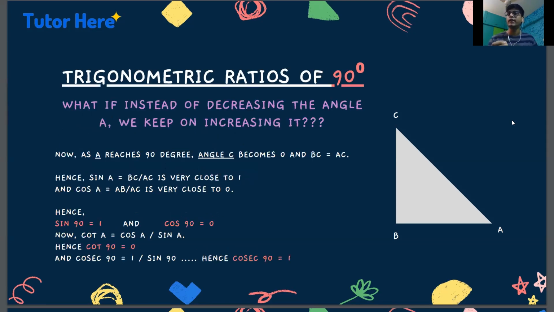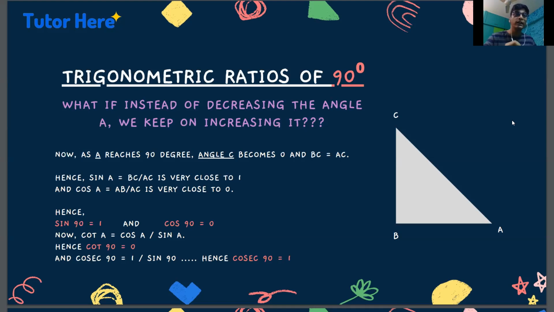Let's look at trigonometric ratios of 90 degree. Now what if instead of decreasing the angle, we keep on increasing angle A? Now as A reaches 90 degree, angle C becomes 0 and BC is equal to AC. Hence sine A, which is BC by AC, is very close to 1. Similarly, cos A, which is AB by AC, is very close to 0. Hence, sine 90 is equal to 1 and cos 90 is equal to 0.